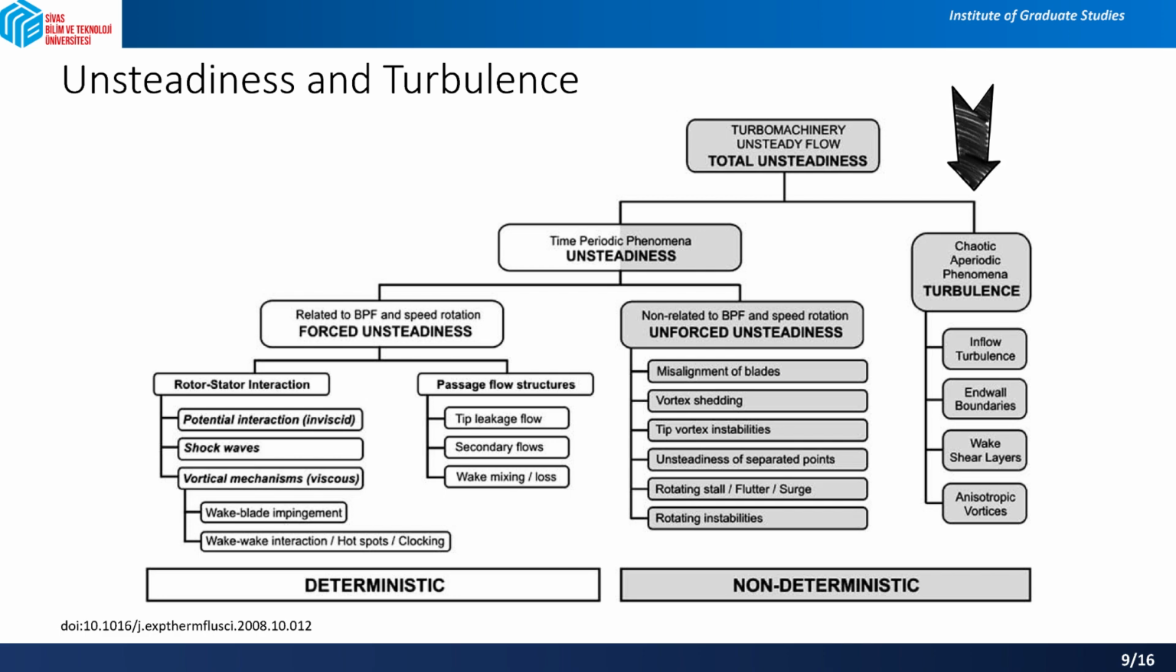The right part suggests that you could have some kind of aperiodic, chaotic phenomena, like the inflow turbulence. So inflow turbulence is not rotating, right? The incoming flow is not rotating, so it has a chaotic and aperiodic turbulence. The end wall boundaries will not rotate, right? The wall is not rotating.